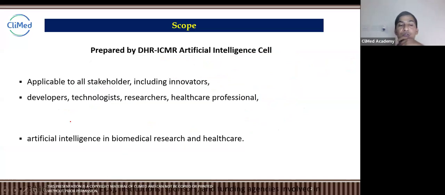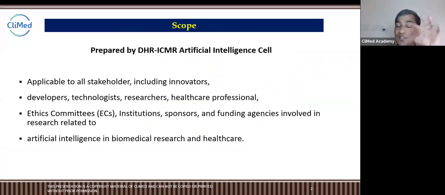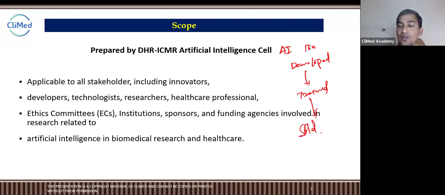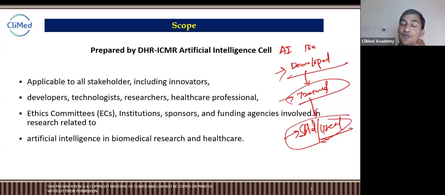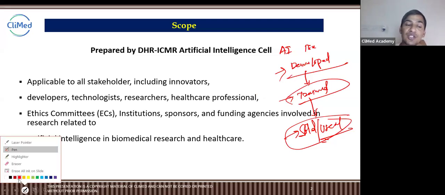Now let's talk about the scope. The scope is not just for the researchers. Researchers alone must not be the only ones to know the AI guidelines or use the ethical guidelines. No, not at all. Listen carefully. AI is developed somewhere, then it is trained somewhere else, then it is sold to someone else or used by someone else. At these three stages, multiple stakeholders are associated with artificial intelligence, in the development, the training, and the usage.